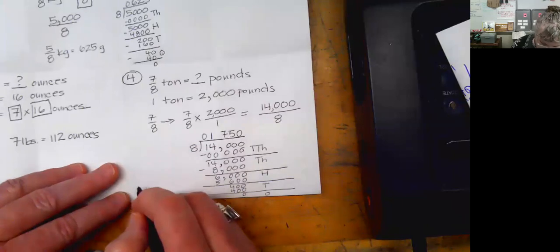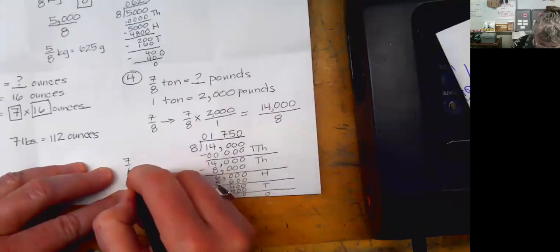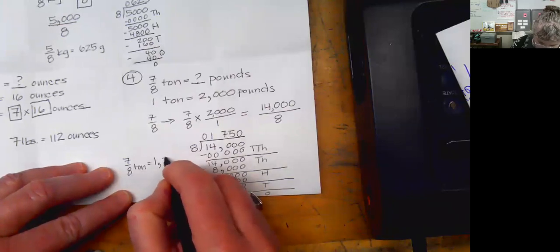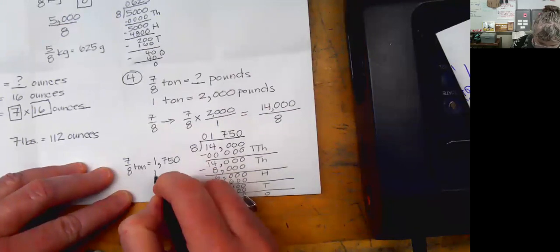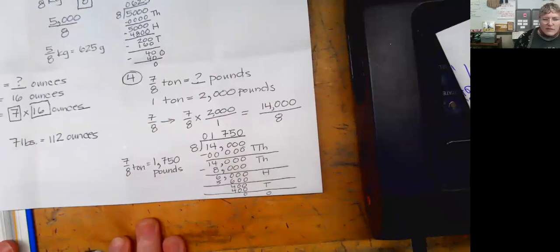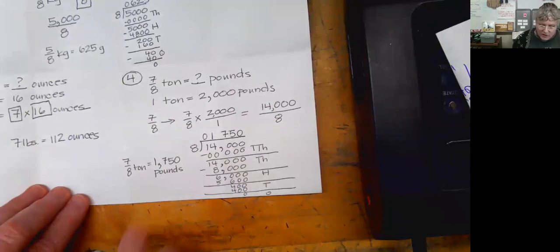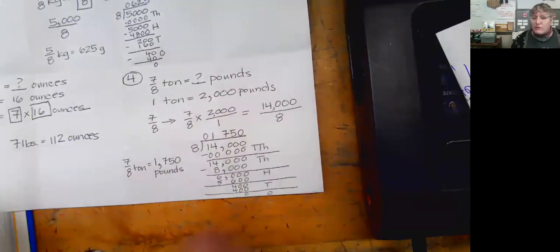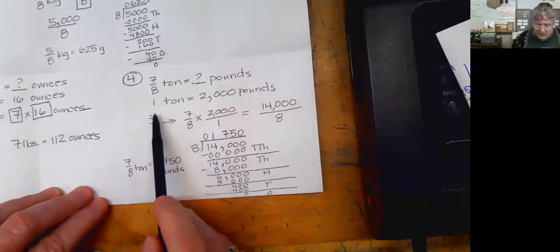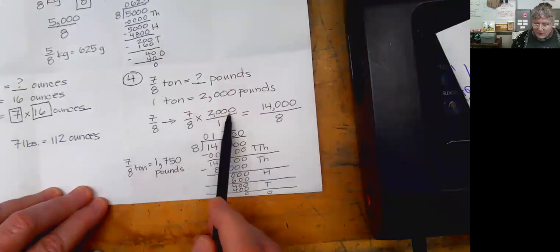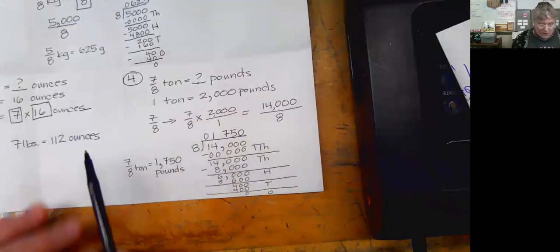So my answer would be that 7/8 of a ton equals 1,750 pounds. All right. So again, just remember to put the conversion below, and that tells you what you need to do. Do I need to divide? Well, I'm going to need to divide because I have a fraction here, right? And that fraction, when I multiply it by a whole number, is going to give me a division problem.